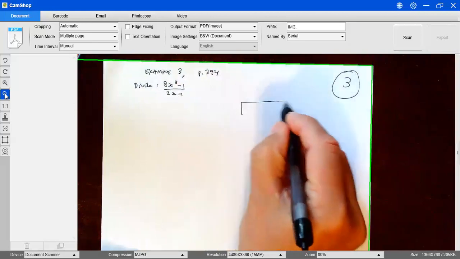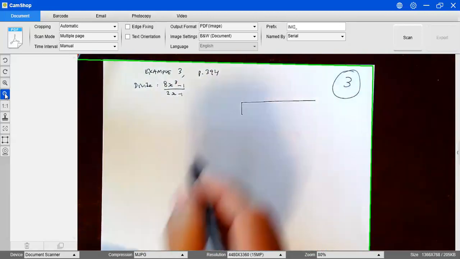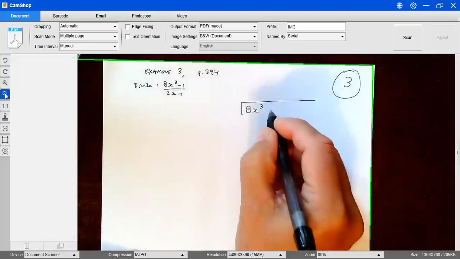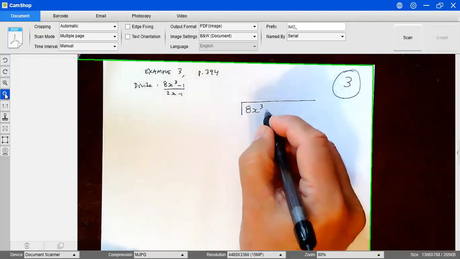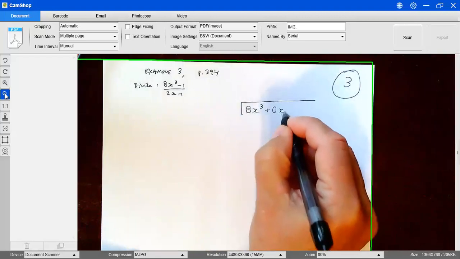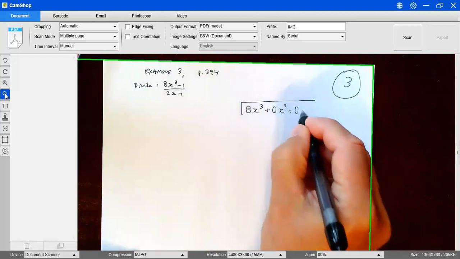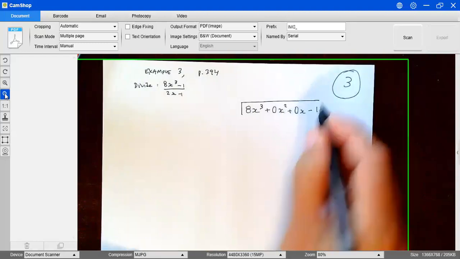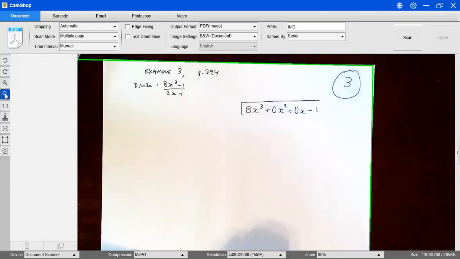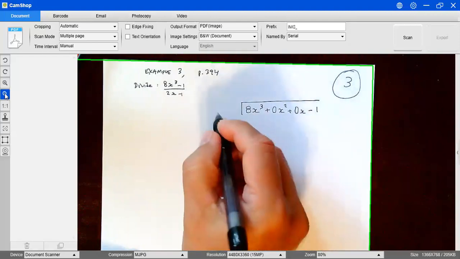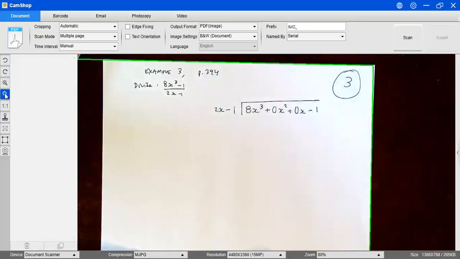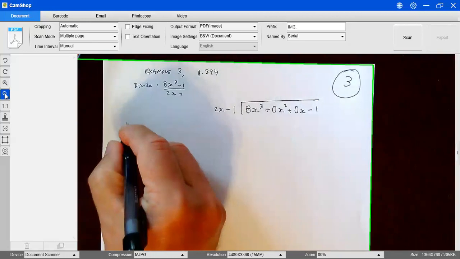I'm going to write first the division box. I'm going to write the first term, 8x cubed. Since I don't have a quadratic term, I'm going to write 0x squared, plus 0x because I don't have a linear term. And finally, negative 1. So now I have my dividend. The divisor is similar to the divisor that we used last time. It's just a coincidence. So that's the divisor.